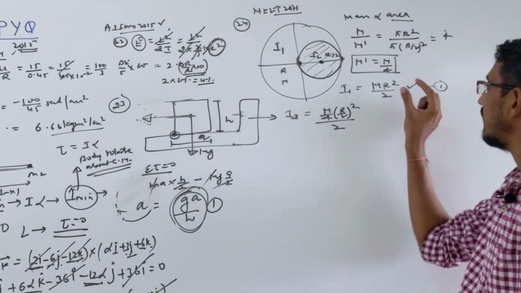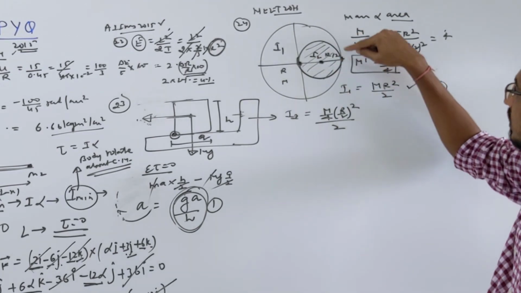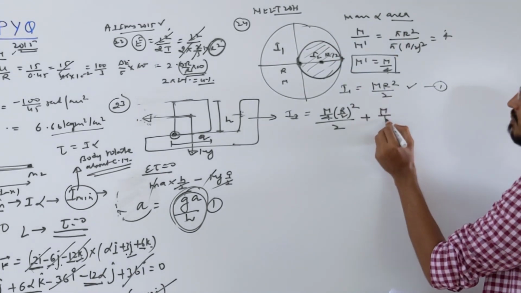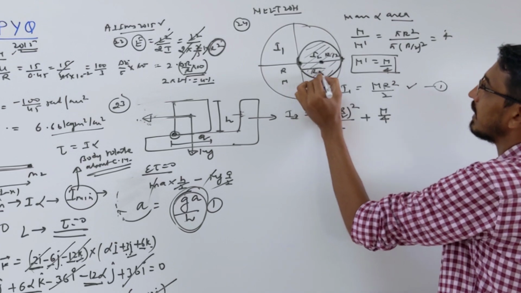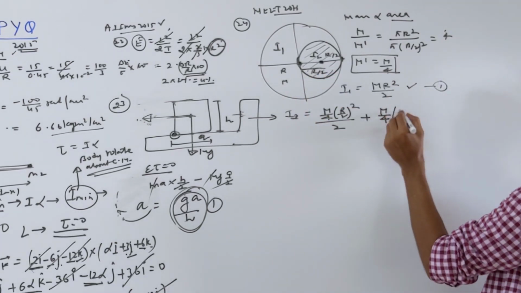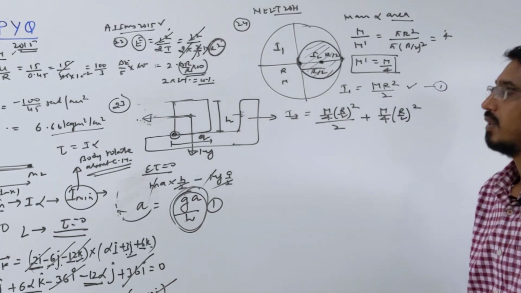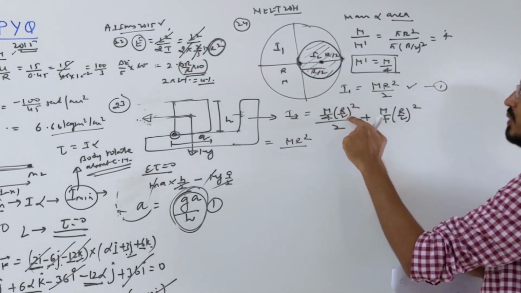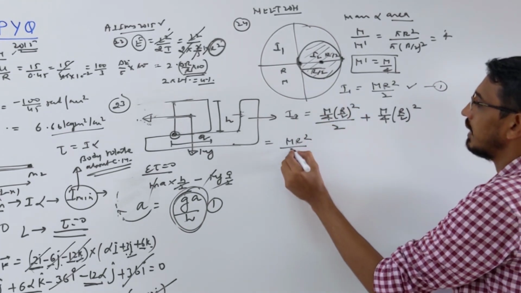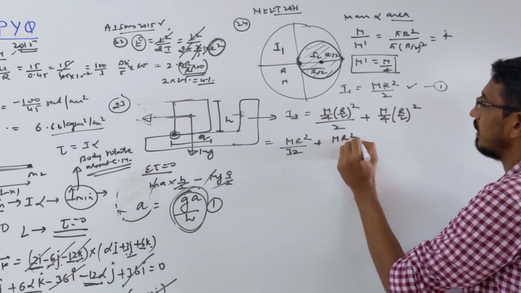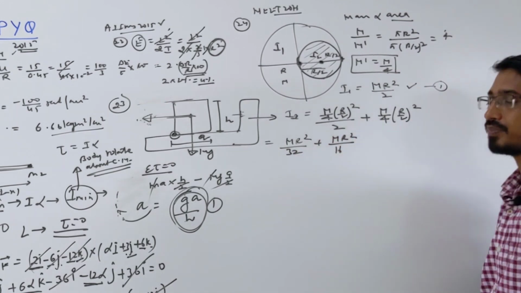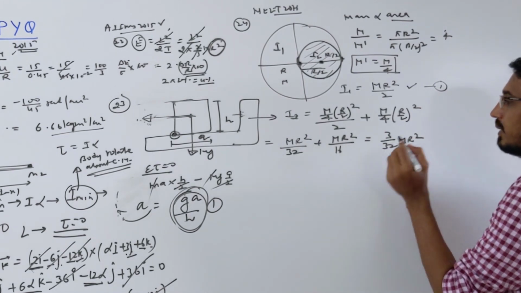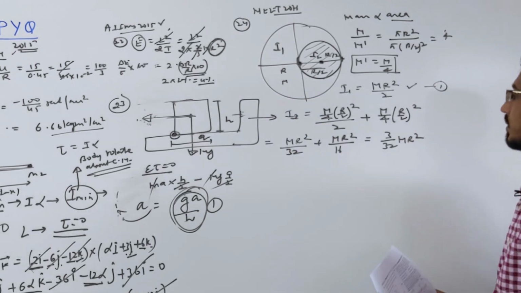So the inertia about the center of mass of this small disc is mr square by 2, but m for this small disc is m by 4, radius is r by 2, plus md square, where m is m by 4 and d, the distance, is again r by 2. So md square means m by 4 times (r by 2) square. Let's simplify this. The first term becomes mr square over 32, and the second term becomes mr square over 16. Taking LCM 32, 32 goes 1 time, 16 goes 2 times, so 3 times mr square by 32.